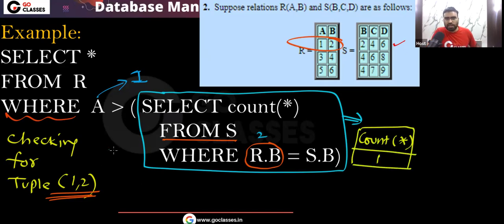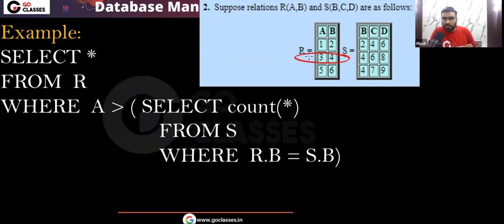Is 1 greater than 1? No. So this tuple fails. Do you agree? Understood? Is this clear? So this tuple has failed. One by one, for every tuple we need to check. This tuple has failed. Now let's see the next tuple.